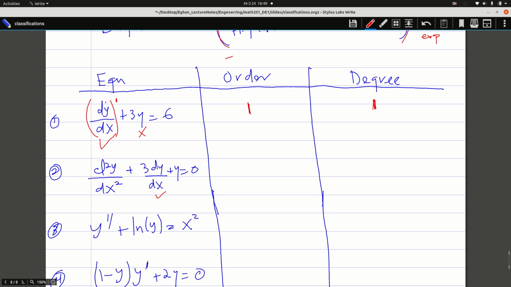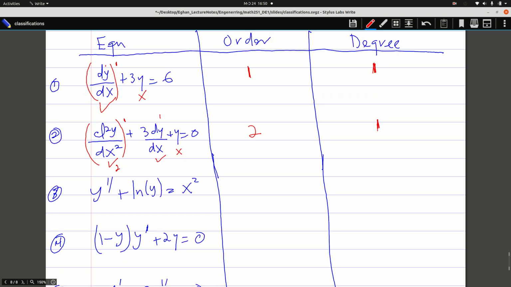We want the highest order derivative. This one is not part. Here has order 1, here has order 2. So the highest becomes order 2. The degree, so let me write it here, 2. If I take a bracket around this highest order derivative, it has an index of 1, and hence the degree is 1 here.